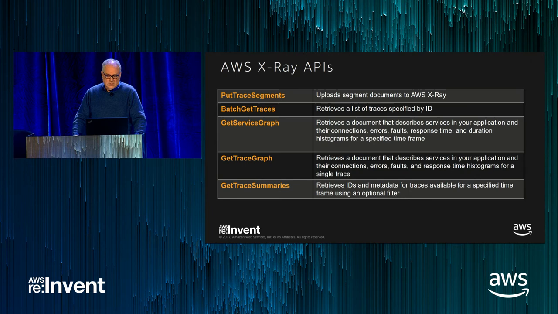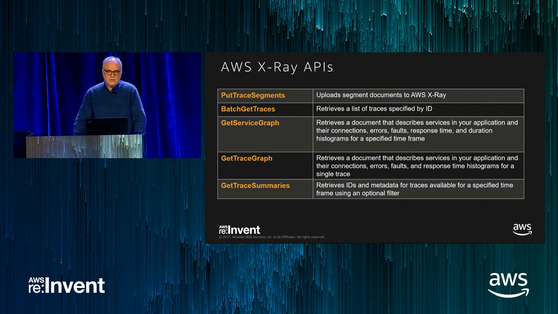So, this is the list of APIs that we have currently. I'm sure we'll add more over time, but there's just five of them at the moment. There's the put trace segment API. Once you construct one of those segments, typically done for you by the SDK, this is how you get the segment to our service.